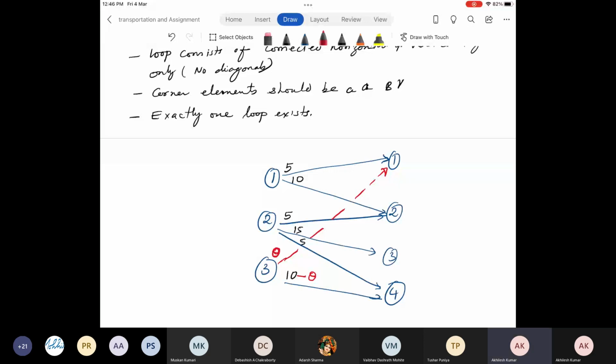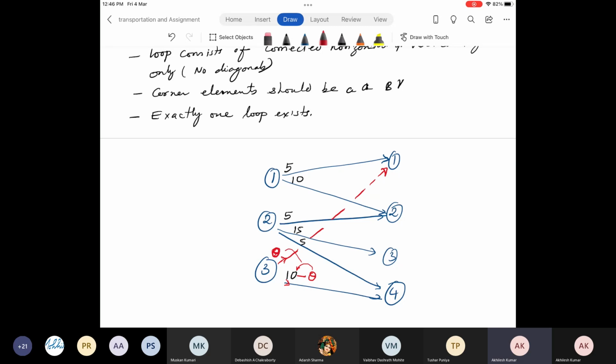So the sum of these two, whatever I'm sending from warehouse 3, should add up to 10, because that is the supply. So if I'm increasing this value x31 from 0 to theta, I have to subtract it from x34. Does that make sense? If you don't tell me, how would I know whether you're following or not? Yes.